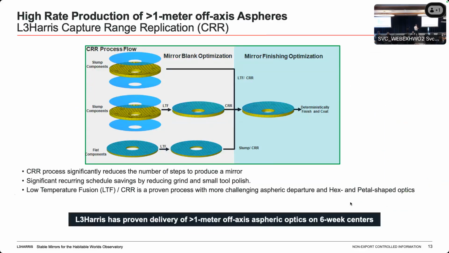The third item, the economical production of these large off-axis aspheres. So we have developed this process called LTFCRR. It's low temperature fusion and capture range replication, whereby we take 2 thin plates and we attach them to a lightweighted honeycomb core structure. And we put those 3 together and they make an extremely structurally efficient, stable, and rigid structure that's also lightweight. Now, the benefit of the replication piece is that you can actually take on the form of an optical surface in a furnace, and you can do it again and again.